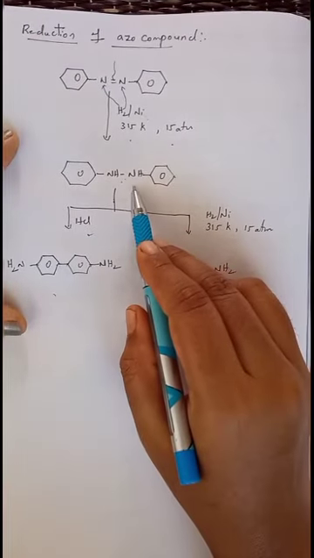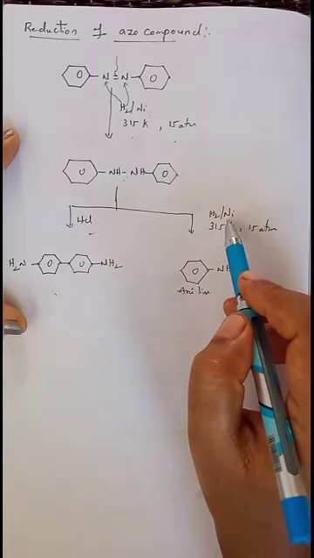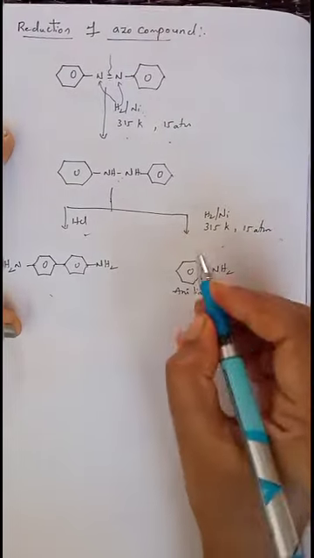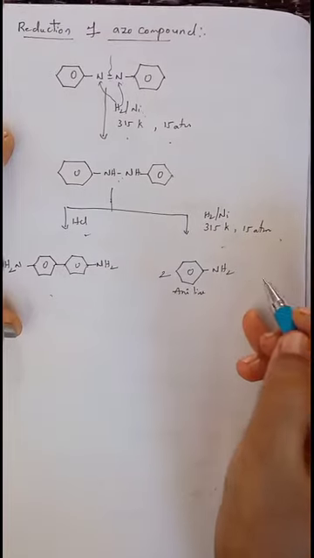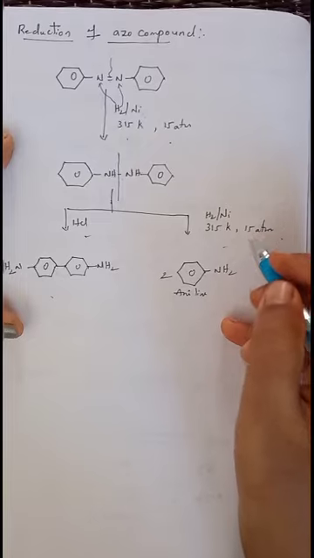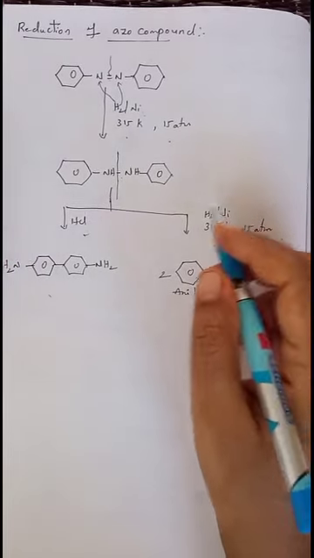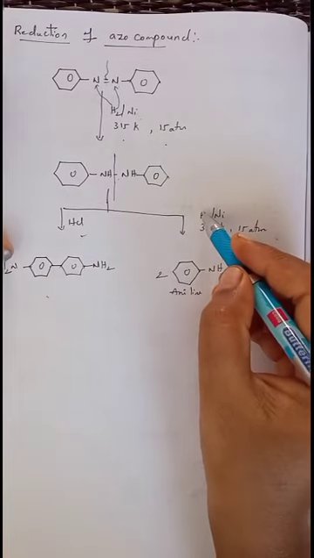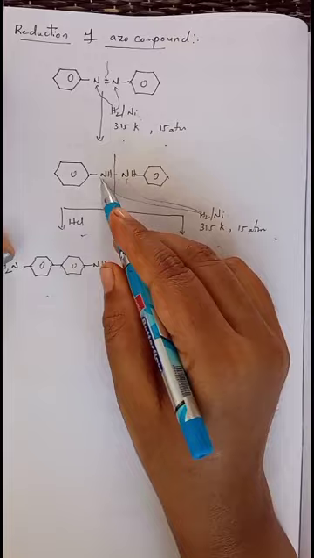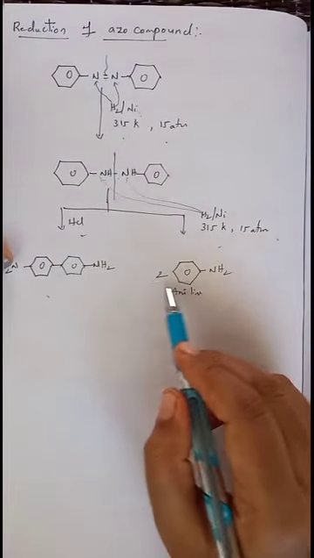When the above reactant undergoes one more catalytic hydrogenation in the presence of the same reaction conditions, it can be converted into 2 moles of aniline. Exactly here the bond between NH and NH breaks. So here we are adding 2 hydrogens. One hydrogen is added to this nitrogen, another hydrogen is added to the other nitrogen. Then you will get 2 moles of aniline.